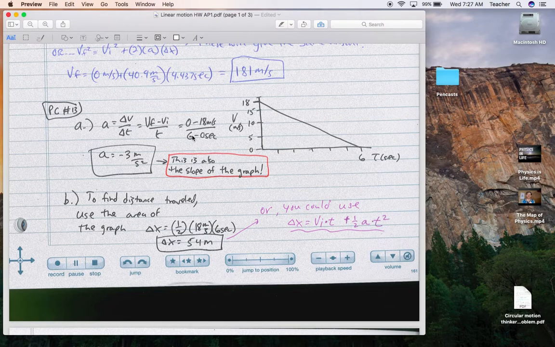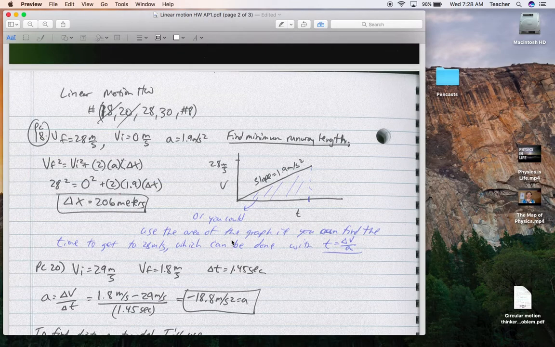For number 13, I redrew the graph for this. So part A was asking about the acceleration of the car. I could get this either by this mathematical model. I know the final and initial velocities and the time. Or I could recognize that's the slope of the graph. So if I go from 18 to 0 in 6 seconds, the slope of that graph is negative 3 meters per second squared. To find the distance traveled, I could either get the area of the graph, which is 1/2 height times base, or I could have used this formula, recognizing that this is a positive velocity and this would be a negative acceleration. If I use those both correctly and with the correct signs, it would give me 54 meters.